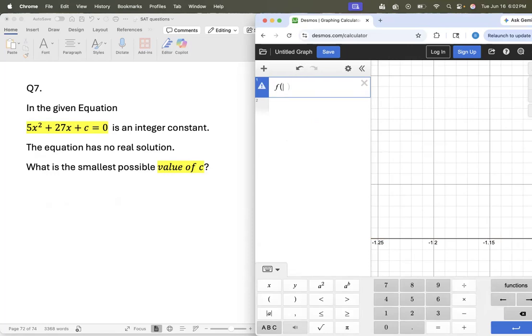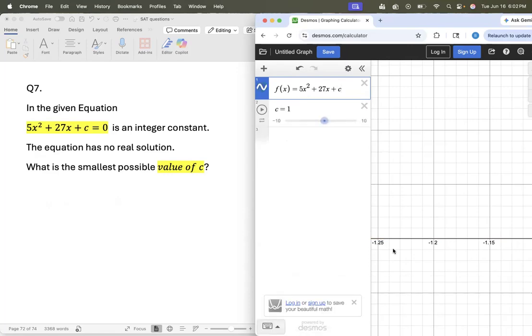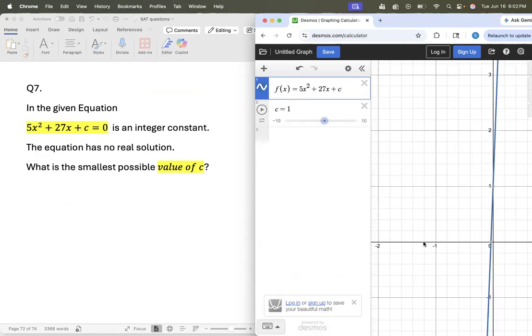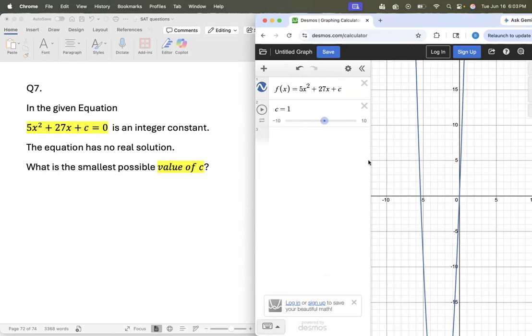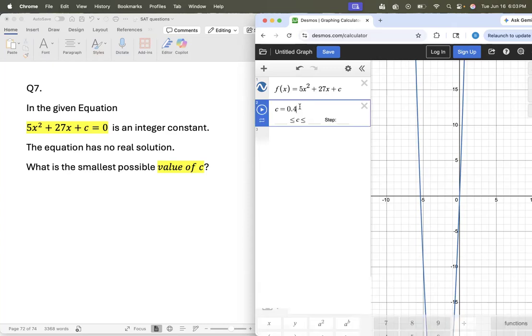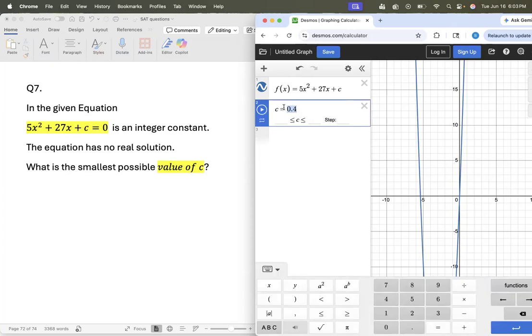We're going to do the same thing. f of x is equal to what? 5x squared plus 27x plus c. Same thing. I pick a slider and I have my graph here. This is your graph. Remember, c usually moves the graph up and down. So we don't want to have a solution. What can we do to c to bring it up? Well, let me make this maybe 30.